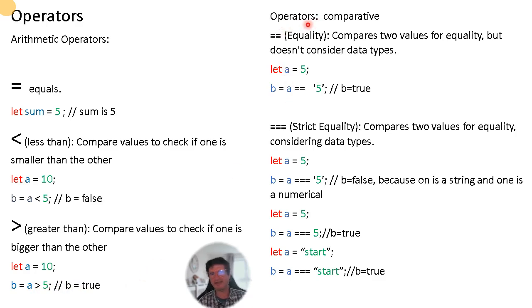Now I'm going to call these the comparative operators, but they will be known by other names. And here we've got the equality, so it compares two values to see if they're equal. But this one does not consider data types. What does that mean? Well, it means if we've got some code like this where it says a equals the number 5, and we're asking it to compare, is this string 5 the same as the number 5, then it's going to say yes, it's true, even though it's a string, but it's a string number.